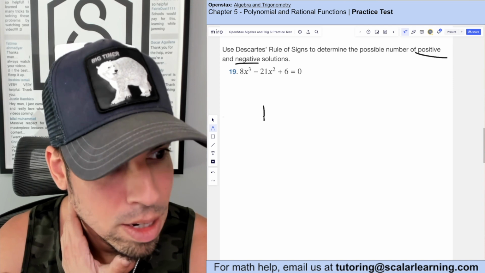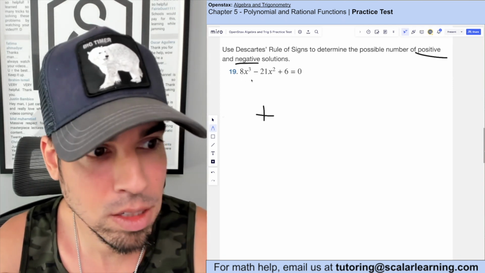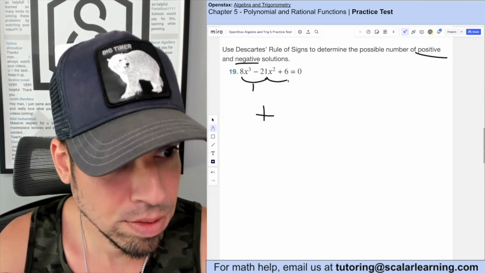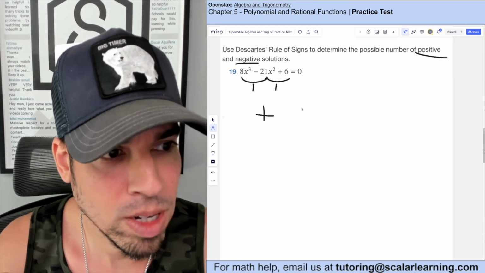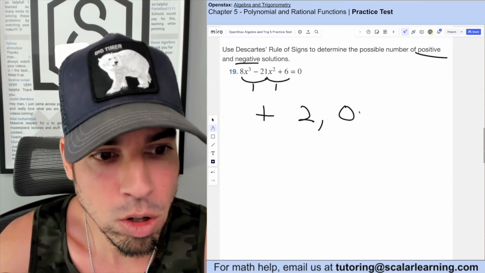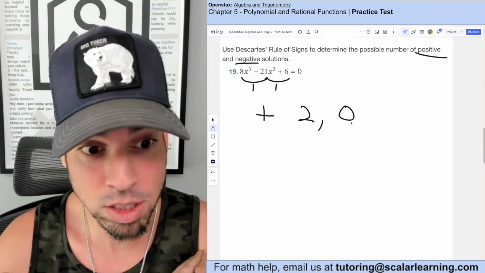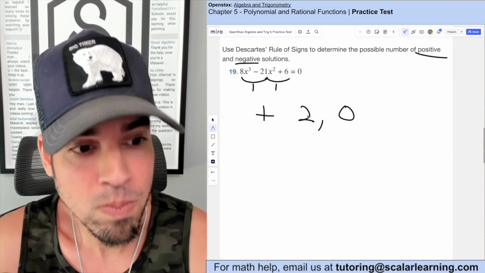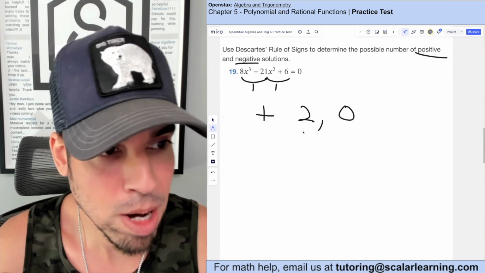So we're going to use Descartes' rule of signs to determine the possible number of positive and negative solutions. So for positive, I'm going to take the function as is and look at the sign changes. I go positive to negative, that's 1, and then negative to positive, that's 2. So we've got 2 possible positive solutions, or we can also drop that down by 2 to 0. And we can't go any more, right? You can't have -2 solutions. So we either have 2 or 0 positive solutions.